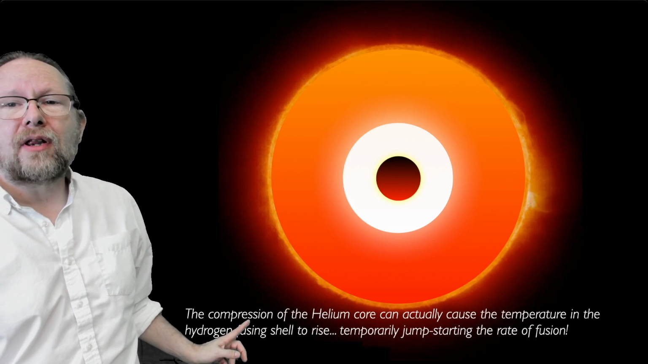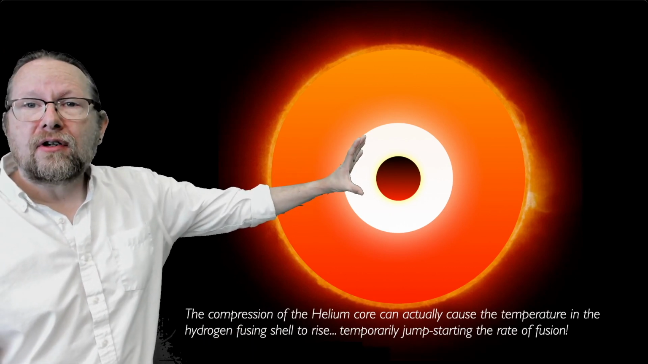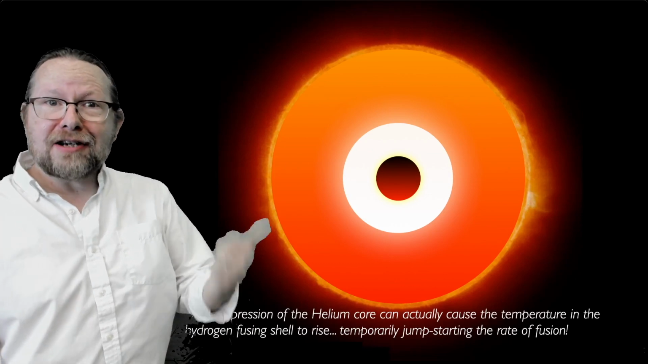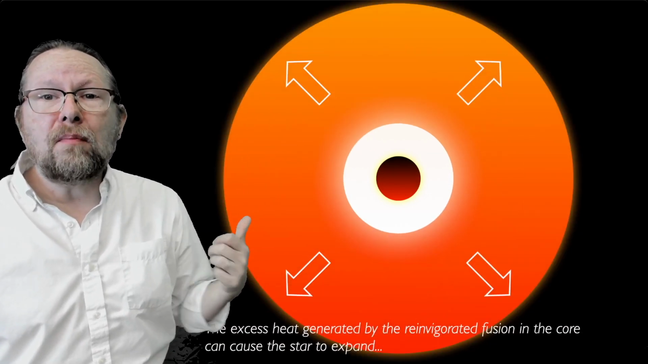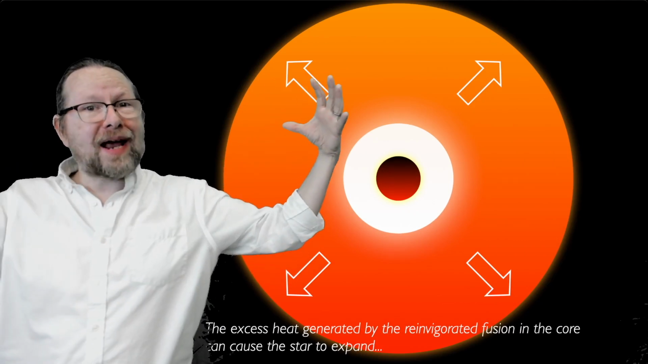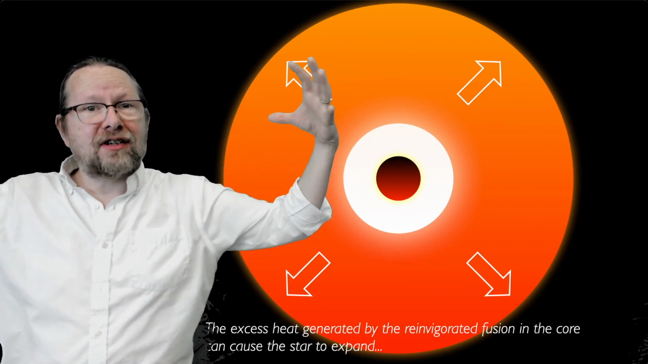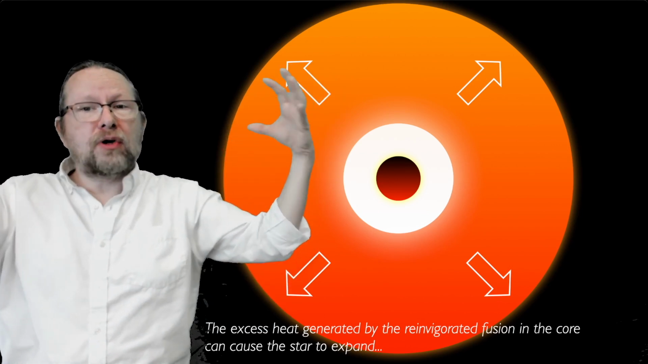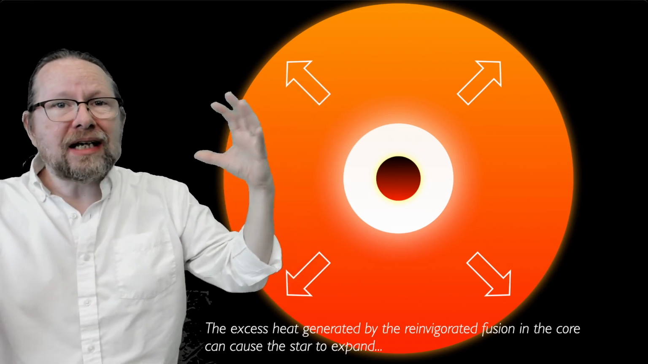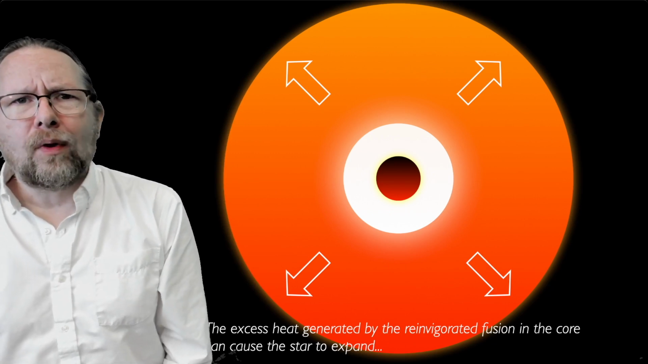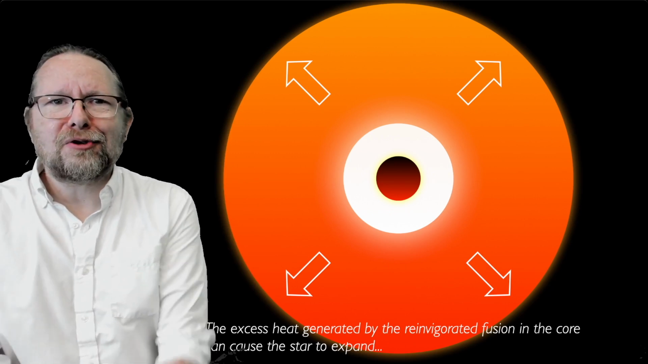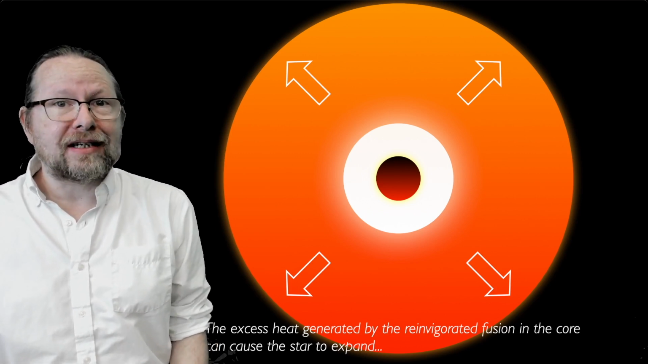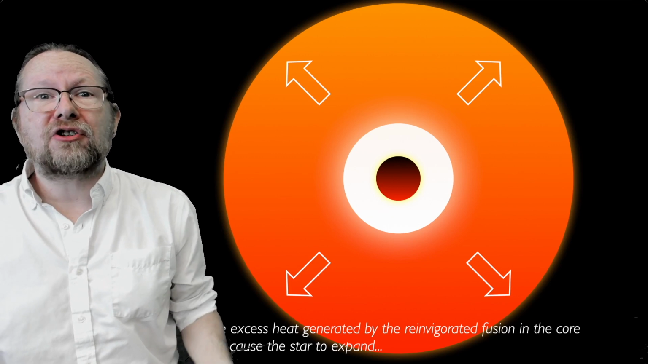So the compression of the helium core jump-starts a shell of fusion around the core, and that actually increases the temperature again so much that it causes the sun to expand and resets this equilibrium between gravity and thermal expansion to a new set point, a new equilibrium point. When this starts to happen, this isn't particularly good news for anything left living on the Earth, if anything's left living on the Earth in 5 billion years, because the sun will get much brighter.